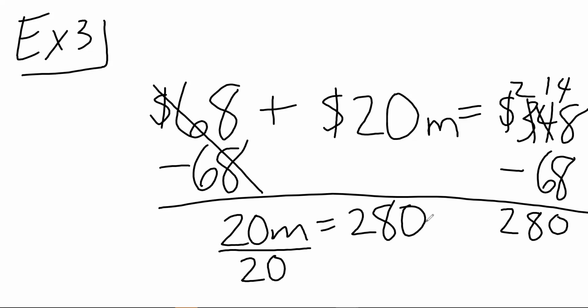good call. Forgot about my 0, poor 0. So 280, good catch. So 280 divided by 20 to both sides, because the opposite of multiplication is division. So 280 divided by 20. All right, so let's go ahead and try that out.